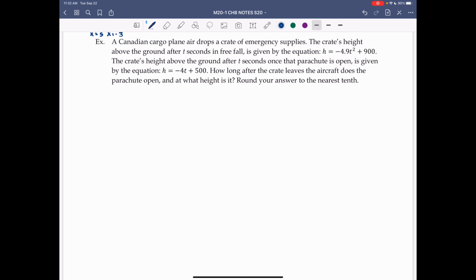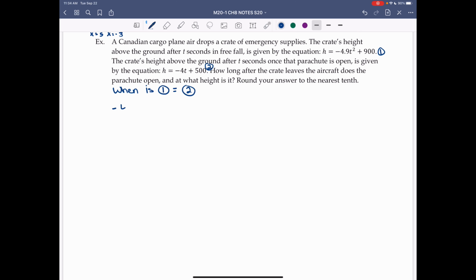So what it's asking for is, let's say this is our first equation and this is our second equation. It's asking when is equation number 1 equal to equation number 2, or what are the solutions to the system? So at what time does the parachute go from closed to open? You can do substitution or elimination. I'm going to do substitution again in this case because they're both already equal to h. So I can just write them equal to each other, right? If they're both equal to h, then we can just write them equal to each other.